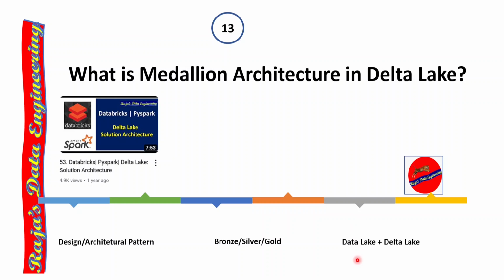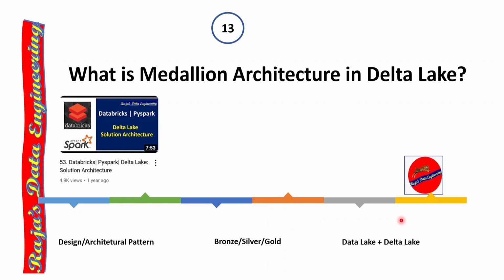And coming to silver and gold, we will go with Delta Lake, which means we will build a Delta layer on top of the data lake. And coming to the raw layer or bronze layer, we are simply going to receive the data in the raw format, and we will keep it as it is.